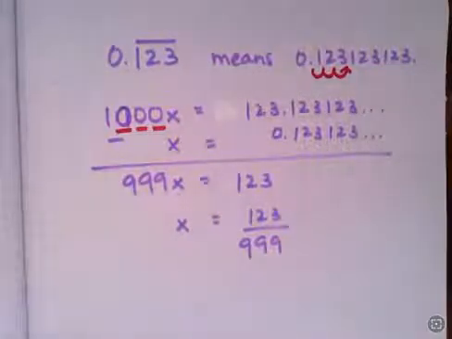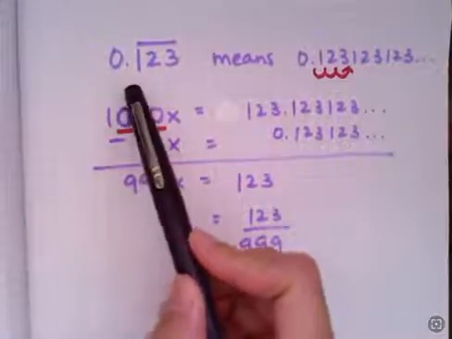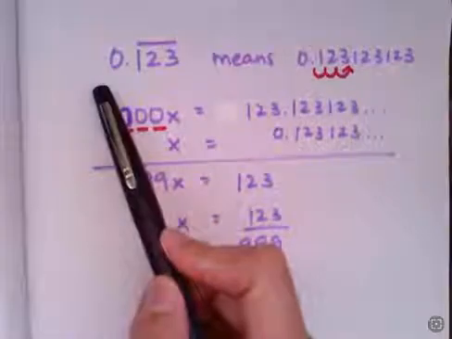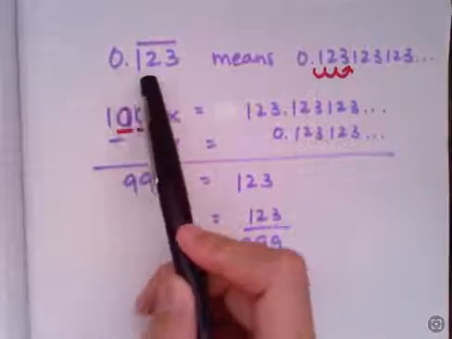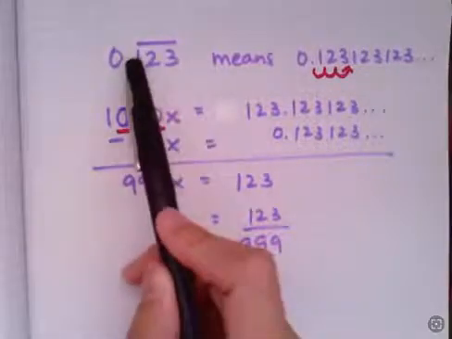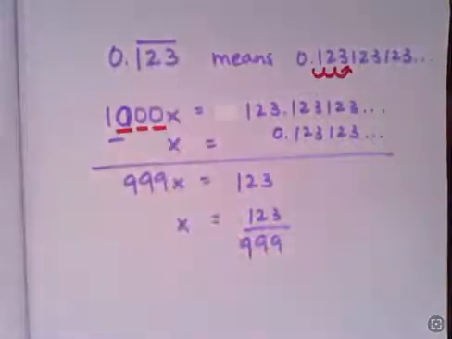So here I have a problem that is solved correctly when you are trying to change a repeating decimal into a fraction. So first off, let's say that the problem has given you the repeating decimal 0.123 repeating. So the bar is over 1, 2, and 3.